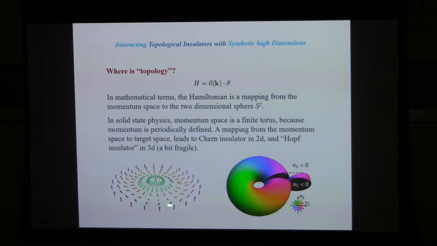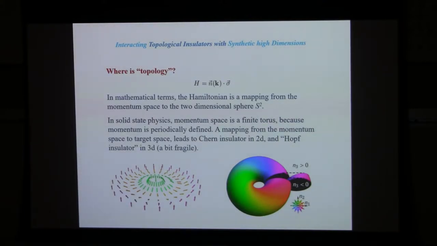For example, in this configuration, imagine this is the momentum space, and in the middle this n vector is pointing down, and on the outside, pointing up, and in between, it gradually turns from down to up. So this kind of configuration will give you a Chern number equal to one. This configuration in the momentum space will give you a Chern insulator, a quantum Hall state with Hall conductivity equal to e squared over h, okay?